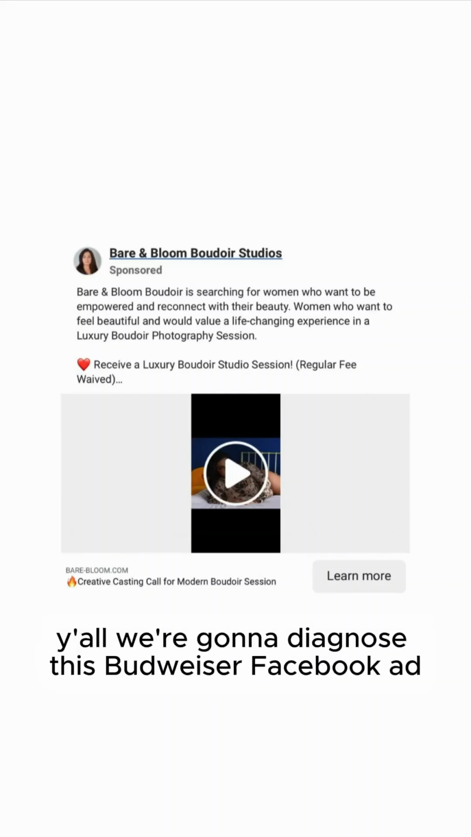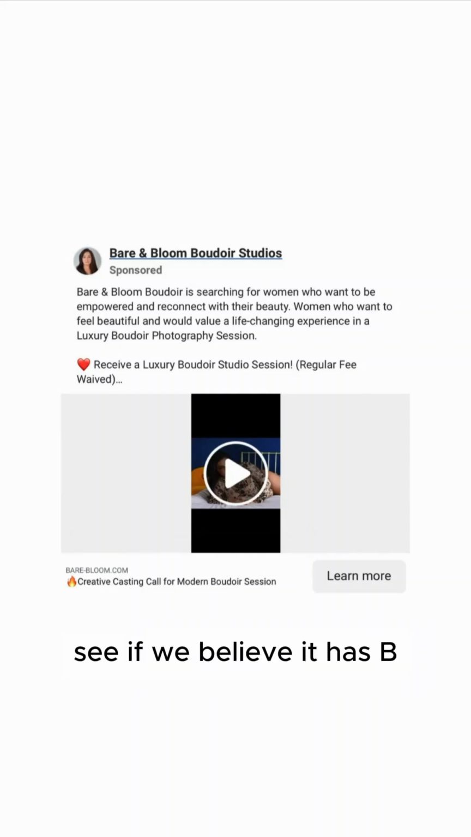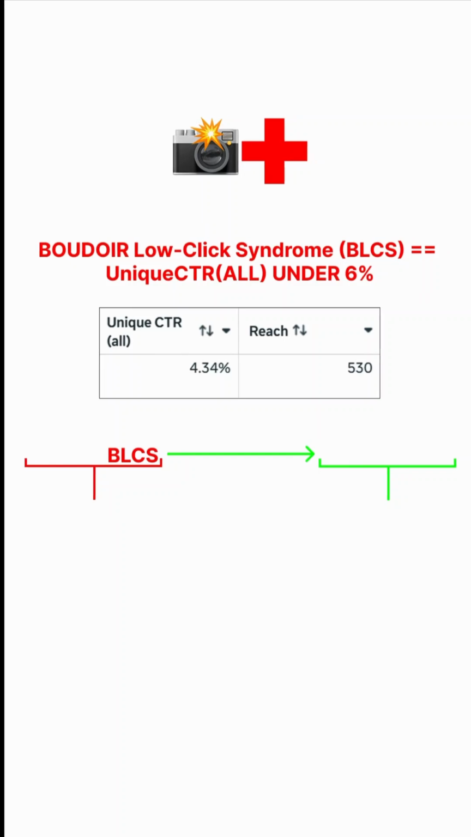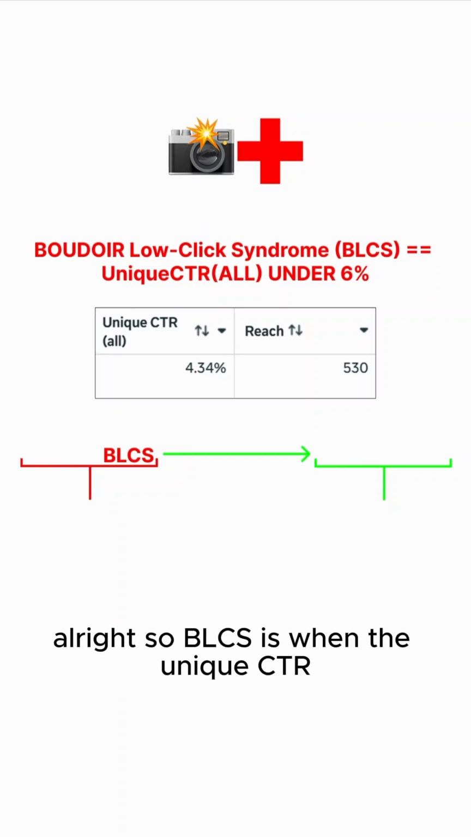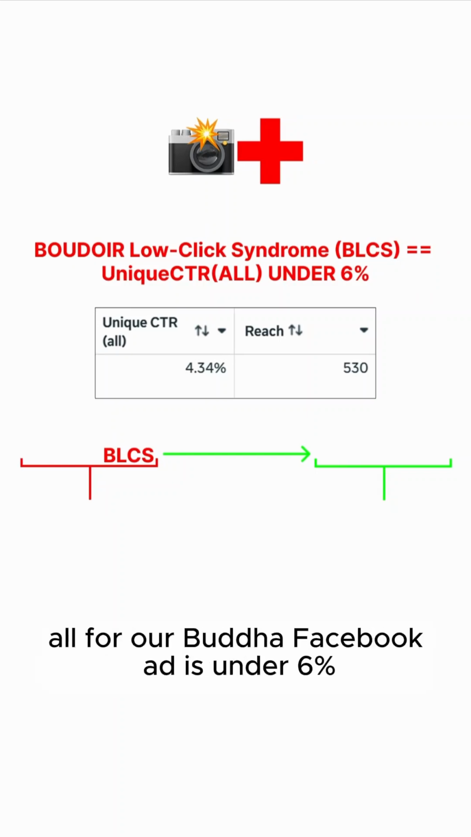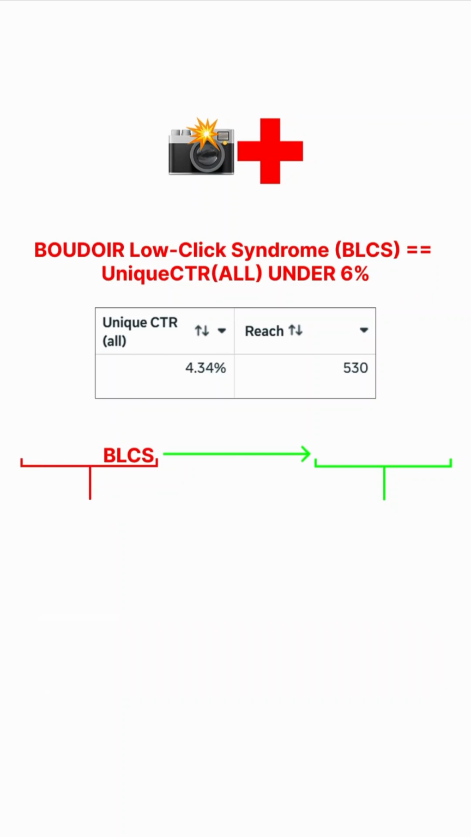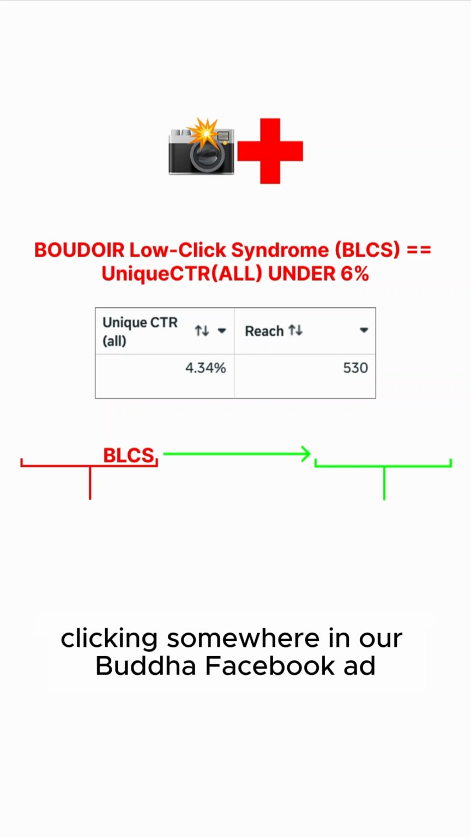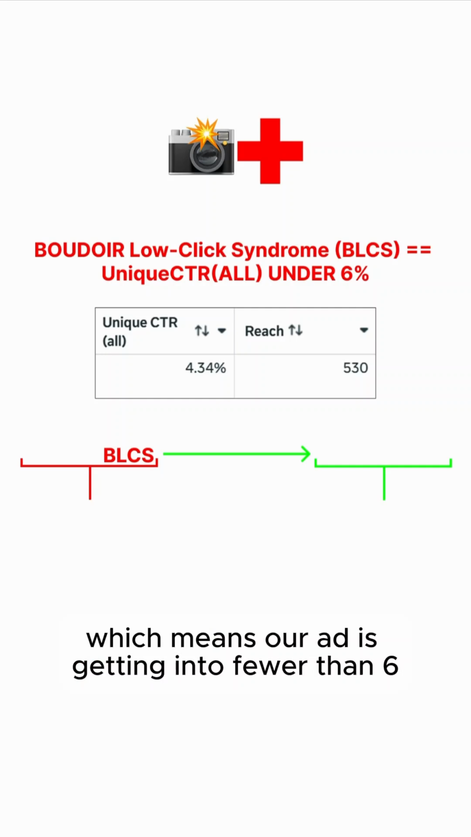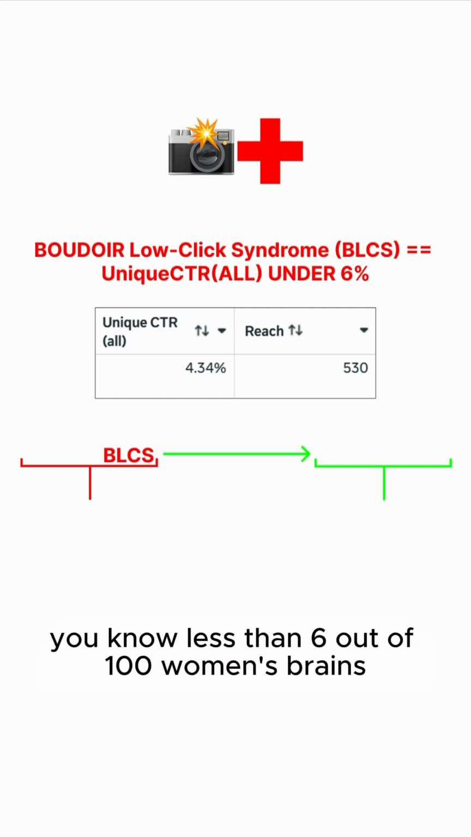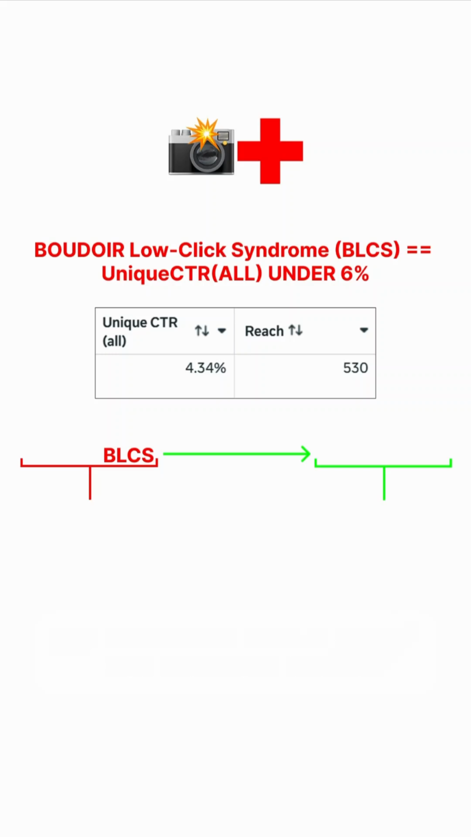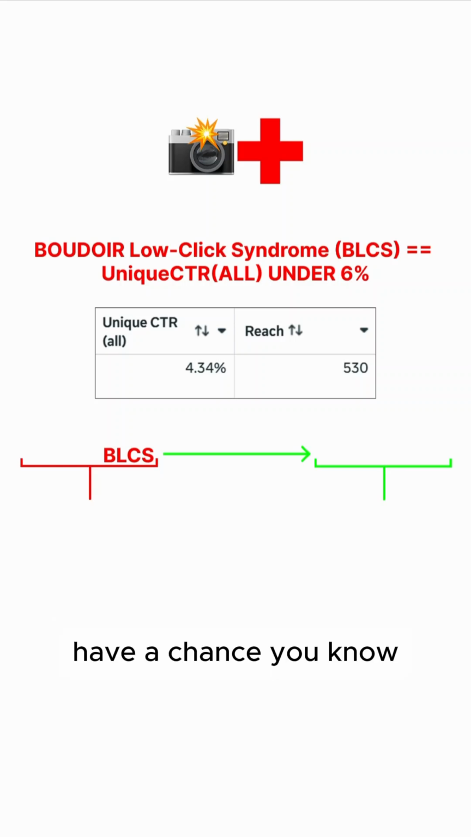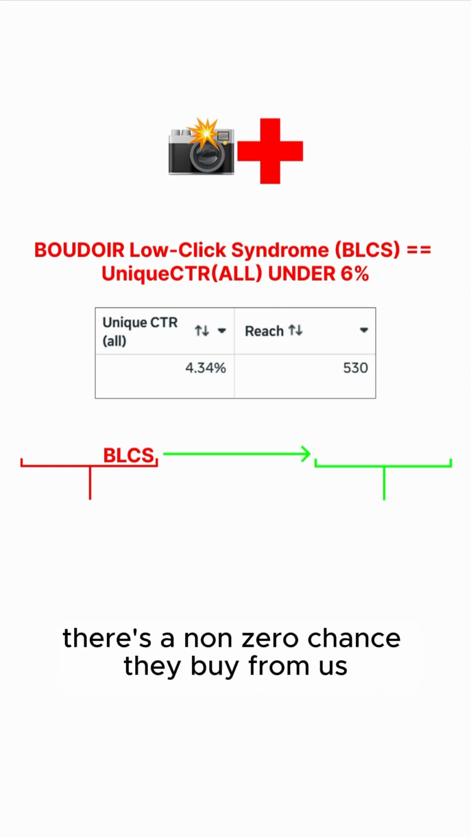All right, y'all, we're going to diagnose this Boudoir Facebook ad, see if we believe it has BLCS, aka Boudoir Low Click Syndrome. BLCS is when the unique CTR all for our Boudoir Facebook ad is under 6%. That means fewer than 6 out of 100 women are actually clicking somewhere on our ad, which means our ad is getting into fewer than 6 out of 100 women's brains, so fewer than 6 out of 100 women have a non-zero chance they buy from us.